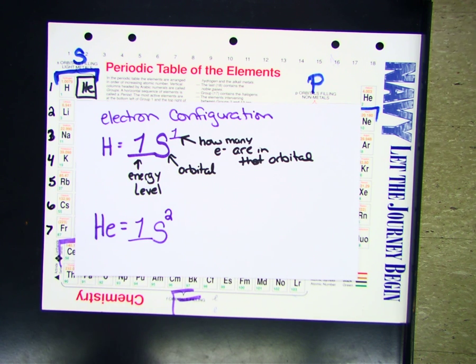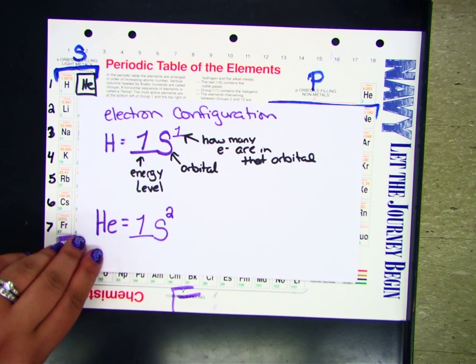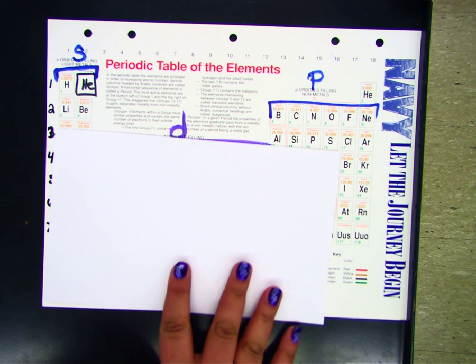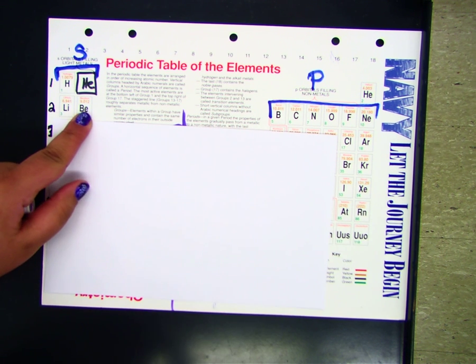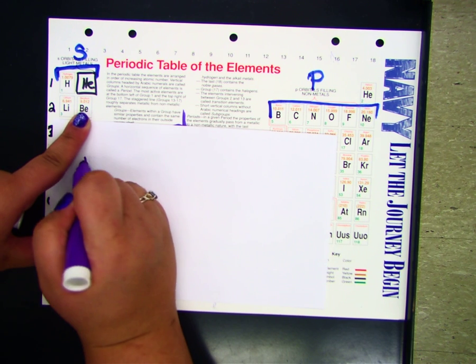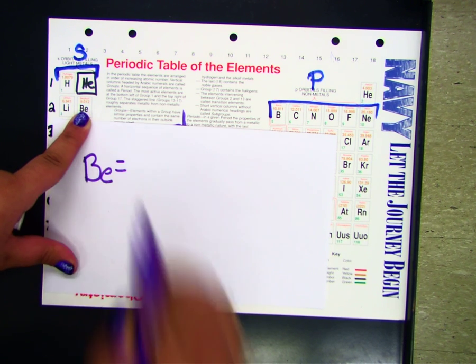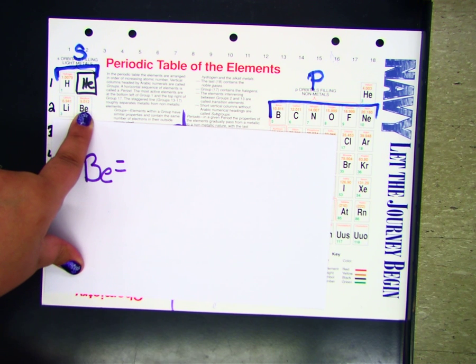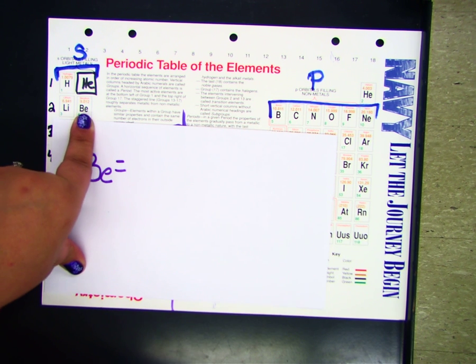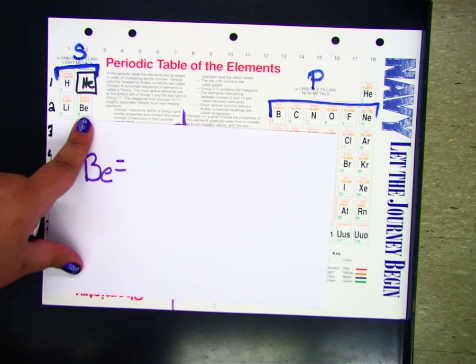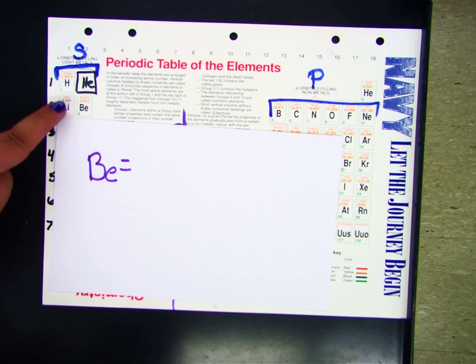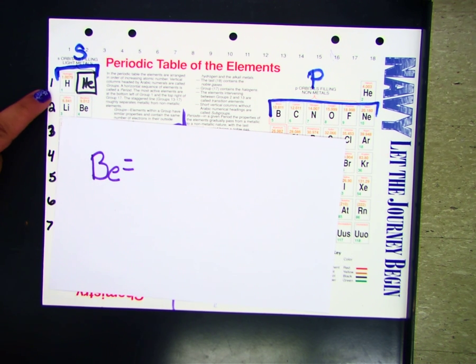Ready to get tricky? I think it's time to get tricky. Let's skip to beryllium. Now, remember, I need the address of every electron in the atom, every single one. And how many electrons are in beryllium? 4. 1, 2, 3, 4.